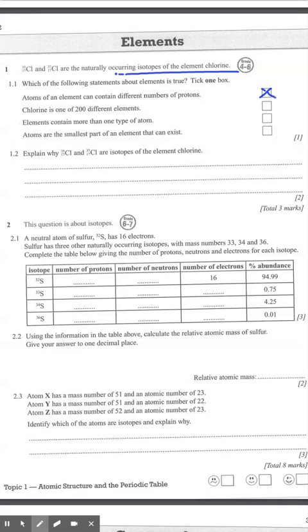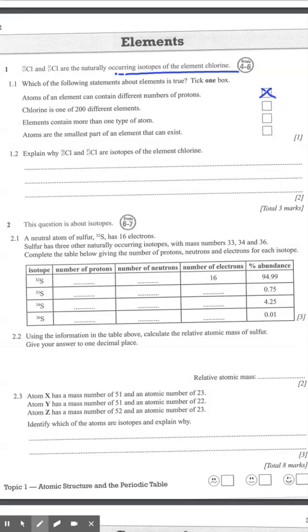In chlorine 35's case, we get 18 neutrons, and in chlorine 37's case, 20, and so we have the same number of protons, but we have a different number of neutrons, and so we now have isotopes of the element chlorine.